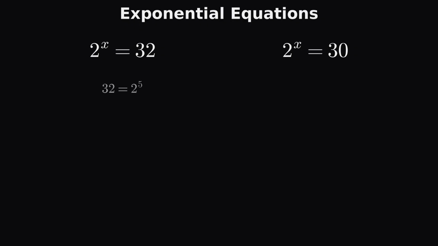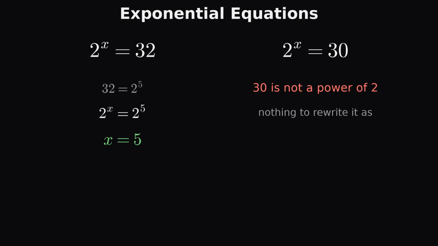32 is a power of 2. It's 2 to the 5th. So the left one you can do in your head. If 2 to the x equals 2 to the 5th, then x is 5. Done. No calculator, no logs.